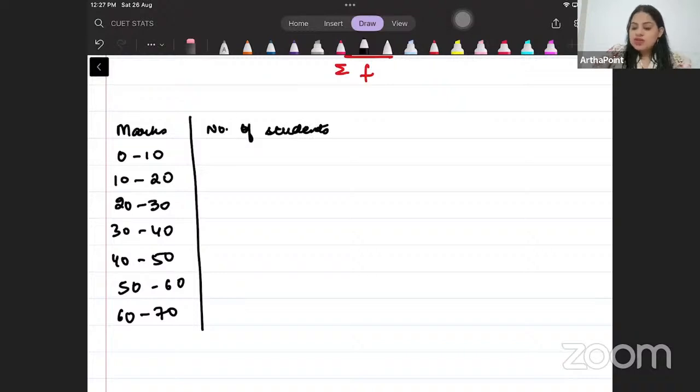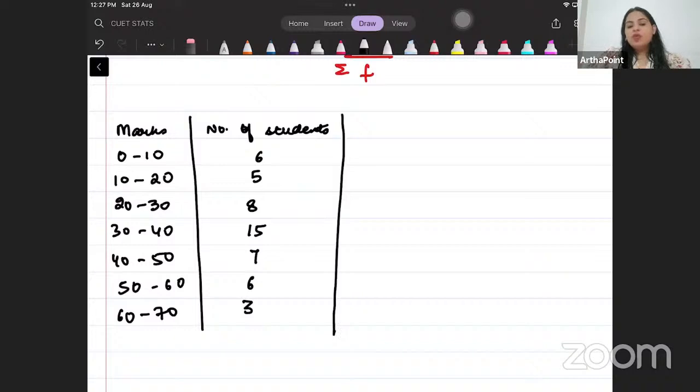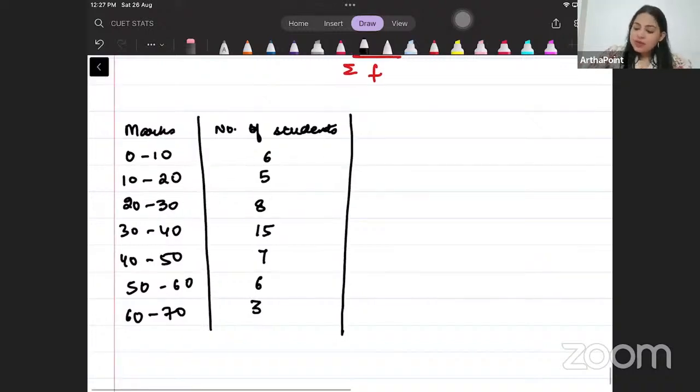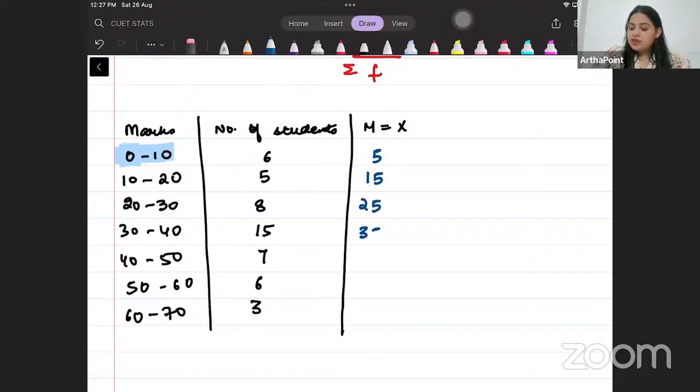So the number of students given are 6, 5, 8, 15, 7, 6, and 3. So what did I tell you? What is the direct method? You will find the midpoint and call that as X. So beta, midpoint will be lower plus upper divided by 2. So 0 plus 10 is 10 divided by 2 is 5. So you will get 5, 15, 25, 35, 45, 55, and 65.